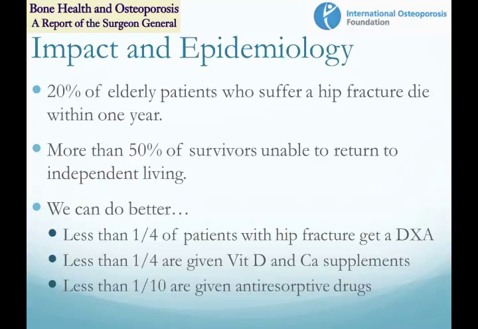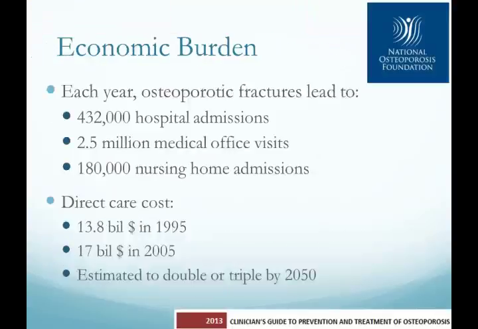Less than a quarter of patients who have a hip fracture ever get a bone density test. It's very cheap and very easily available, but they don't get it. Less than a quarter of them are even given calcium and vitamin D supplements. Really basic things. And less than 1/10 of them are given anti-resorptive medication, the main medication for treatment of osteoporosis. So we should really do a better job in identifying these patients and in treating them in a timely manner.